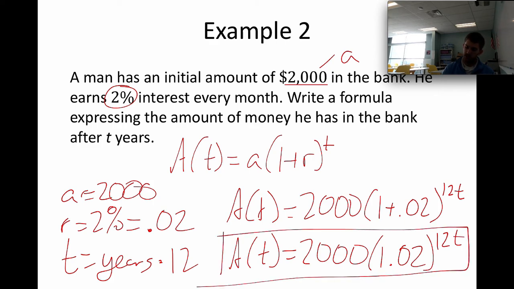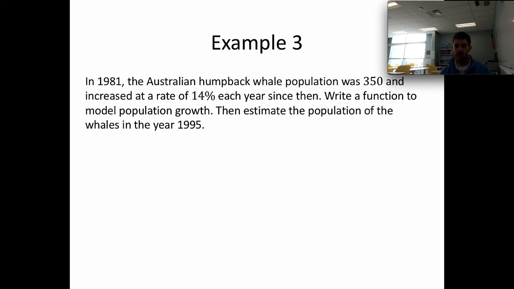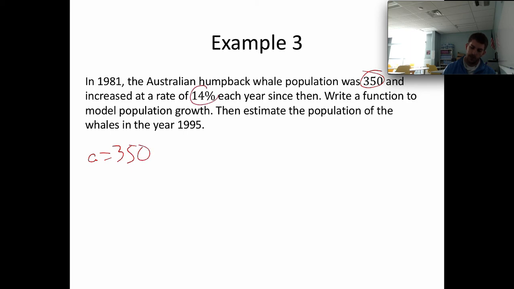Now, on the next example, we're going to come up with an equation for it, and then we're going to actually solve for a value. So in 1981, the Australian humpback whale population was 350, and it's increased at a rate of 14% each year since then. Write a function that models the population growth and then estimate the population in the year 1995. So our initial amount, our lowercase a value, is 350. Our rate is 14%, which is 0.14 as a decimal.